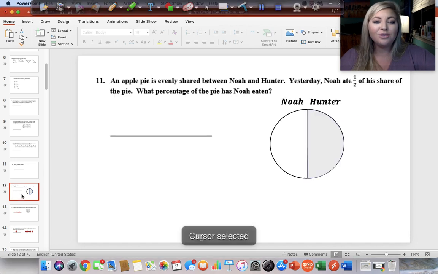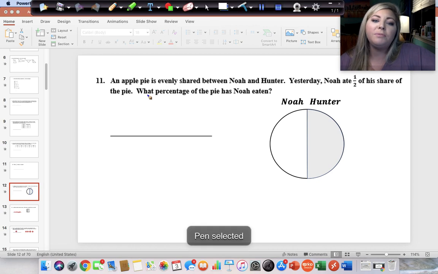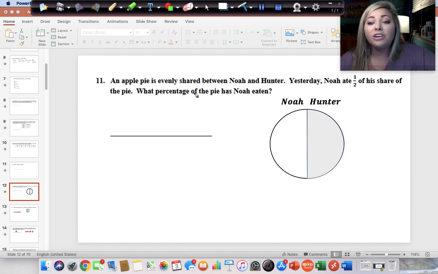Okay, and here's the last one. Woohoo! We made it. An apple pie is evenly shared between Noah and Hunter. Yesterday, Noah ate 1/2 of his share of the pie. What percentage of the pie has Noah eaten? So here's our pie. Okay, so they're splitting a whole pie, which is a lot of food.